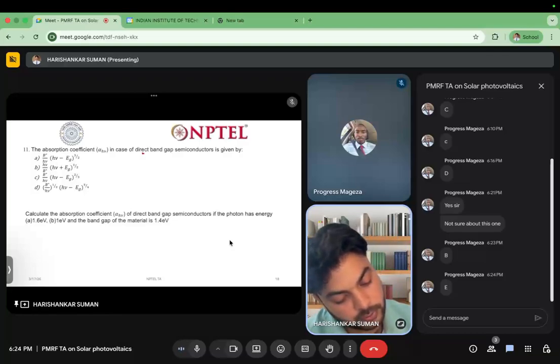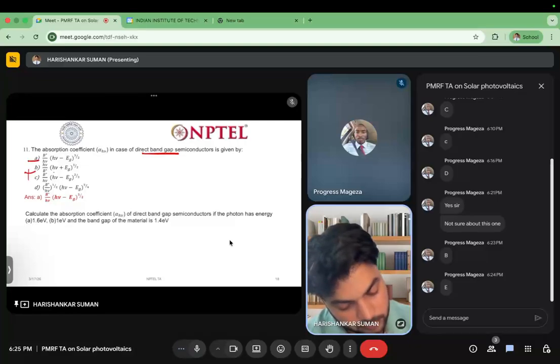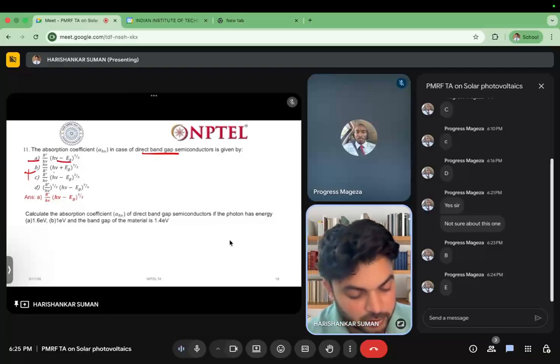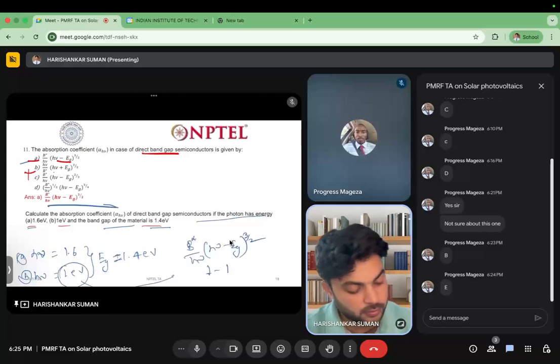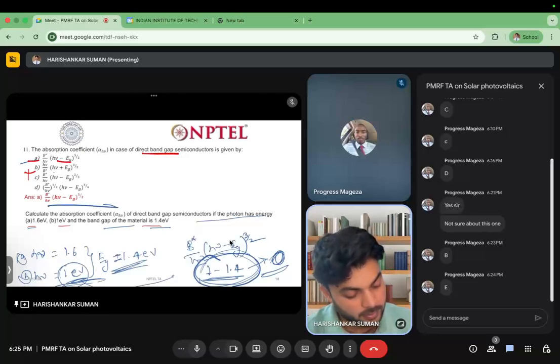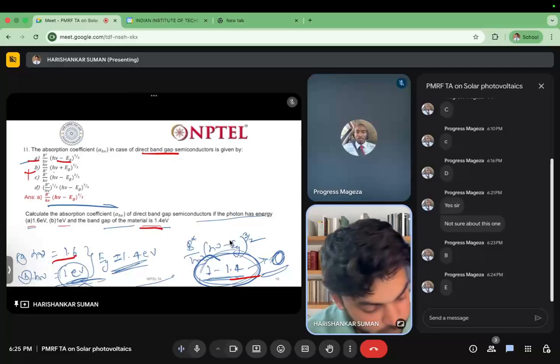Absorption coefficient for a direct band gap, so the formula is, oh sorry, this is h nu minus Eg to the power 3 by 2. Such a type of question we have already discussed. For 1 volt, if the band gap is more than 1 volt, it will be 0 because the photon will not be absorbed, but for more than 1 you can calculate.